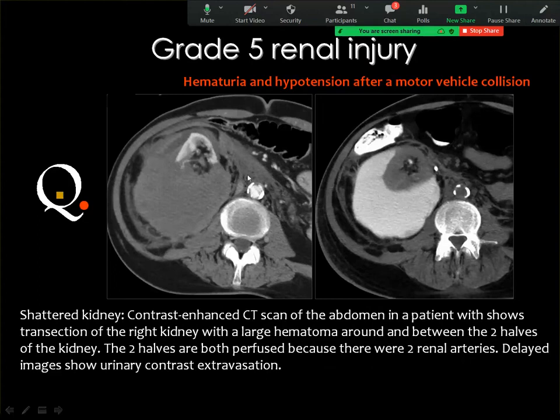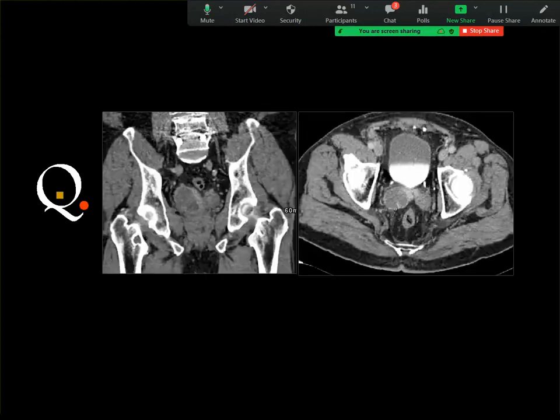And because the kidney is shattered with interruption of the renal parenchyma as well as in the collecting system, you can consider this as shattered kidney or grade 4, not 5, grade 4 renal injury, because grade 5 means avulsion of the renal vascular pedicle.